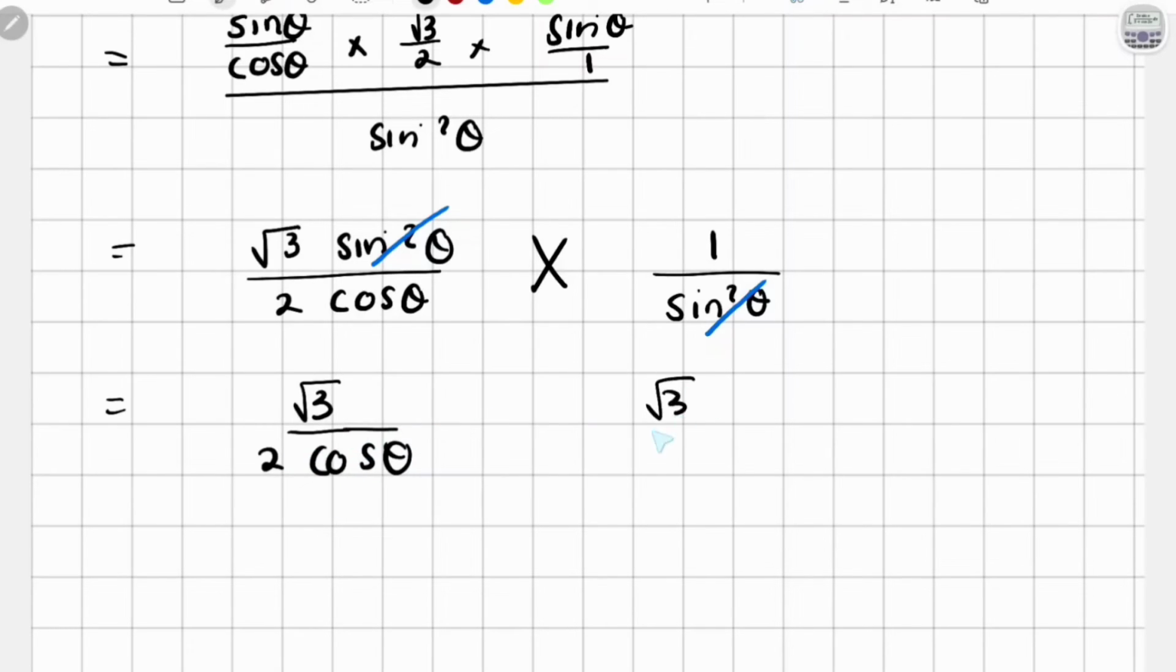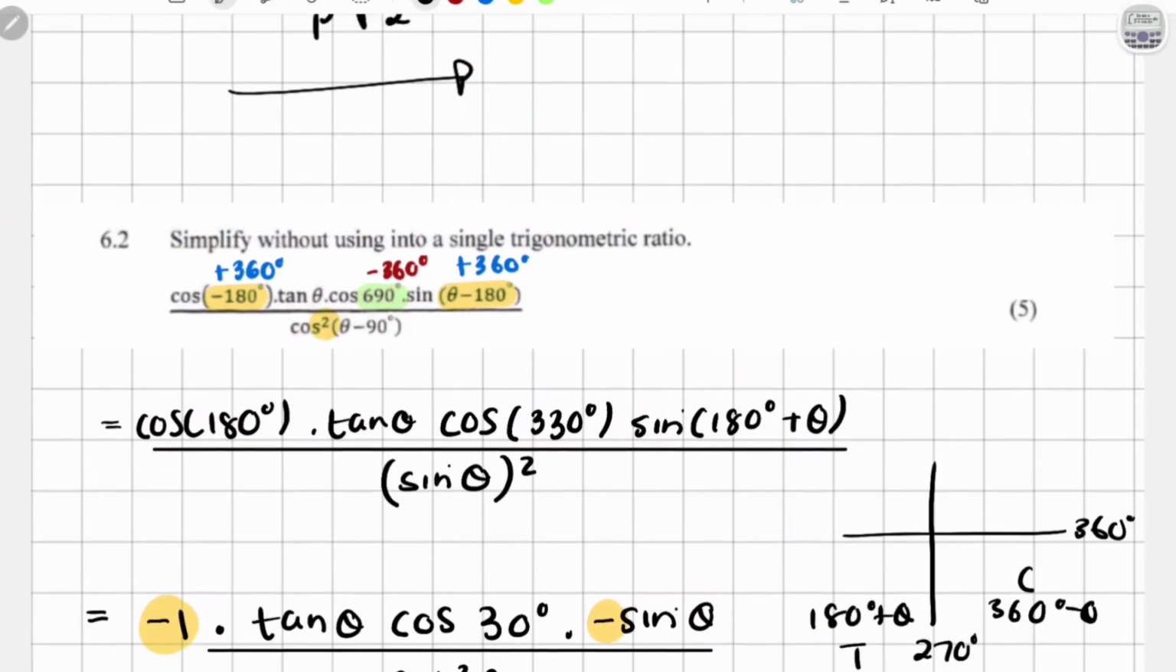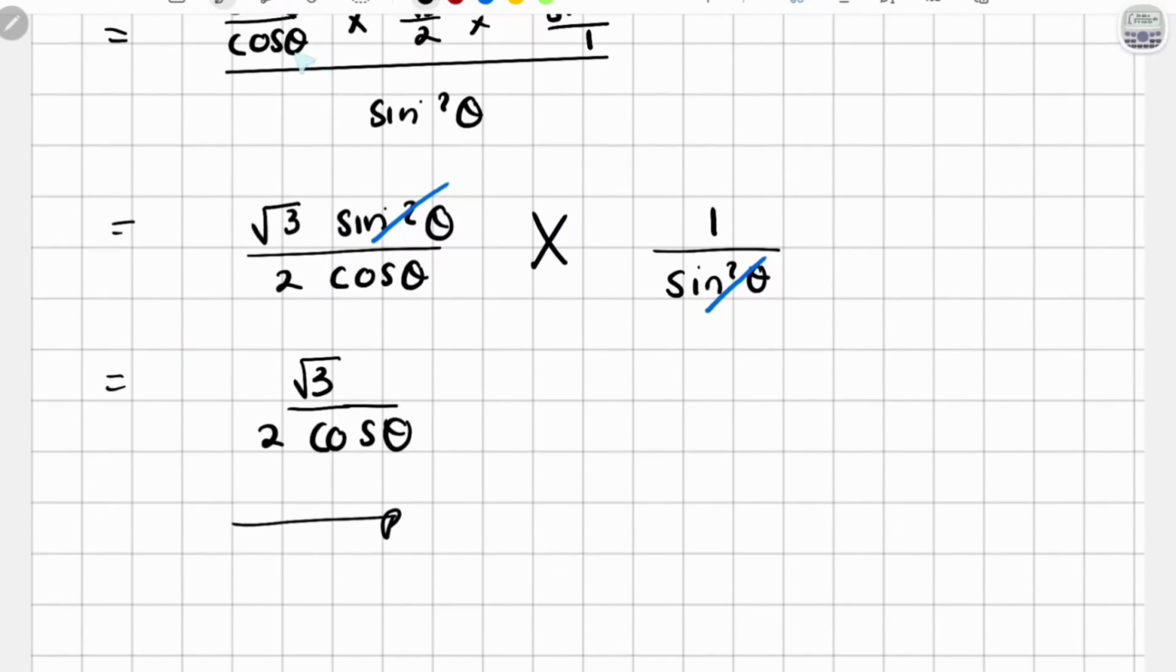Okay, this is not root 3 over 2 cos theta. No, the cos theta is on the denominator. This one would be on the numerator. So that will be our answer. Okay, so that is our answer for 6.2. And then we move on to the next question.